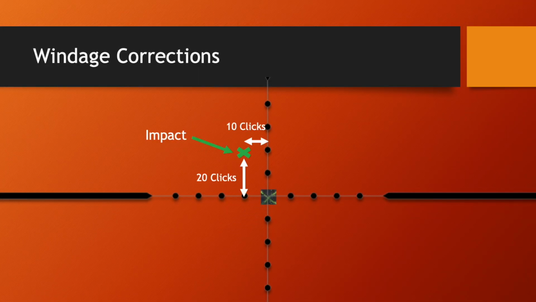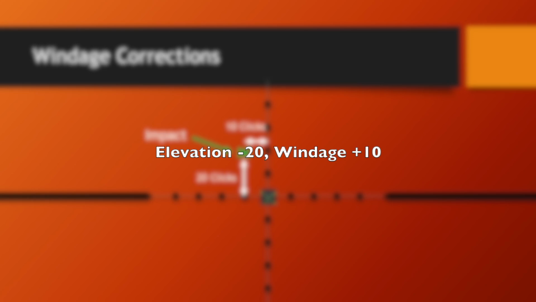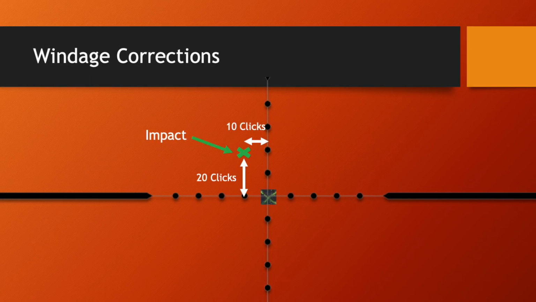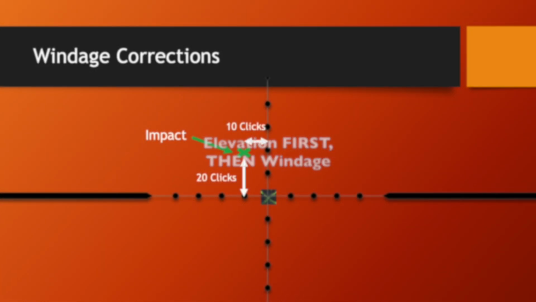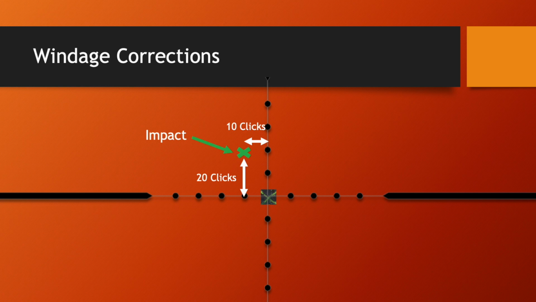Obviously, impacts will not always fall directly along one of the axes, and you will sometimes need to give a correction for both elevation and windage. In this example, the impact is 20 clicks too high and 10 clicks too far left. You should instruct the shooter to correct the elevation by 20 clicks down and windage by 10 clicks to the right using the command elevation minus 20, windage plus 10. Note that in the CentreMasse application, corrections must always be given in this order: elevation first, then windage, to be properly understood by the voice recognition system.